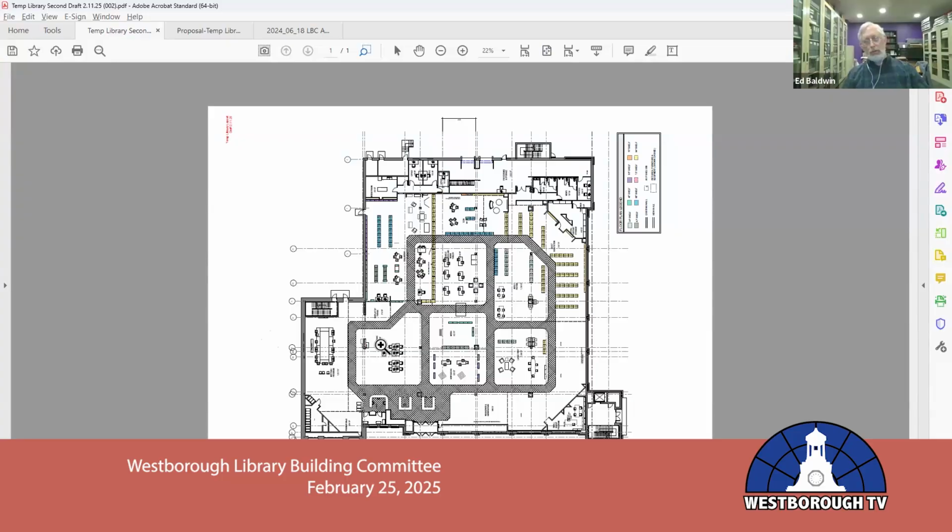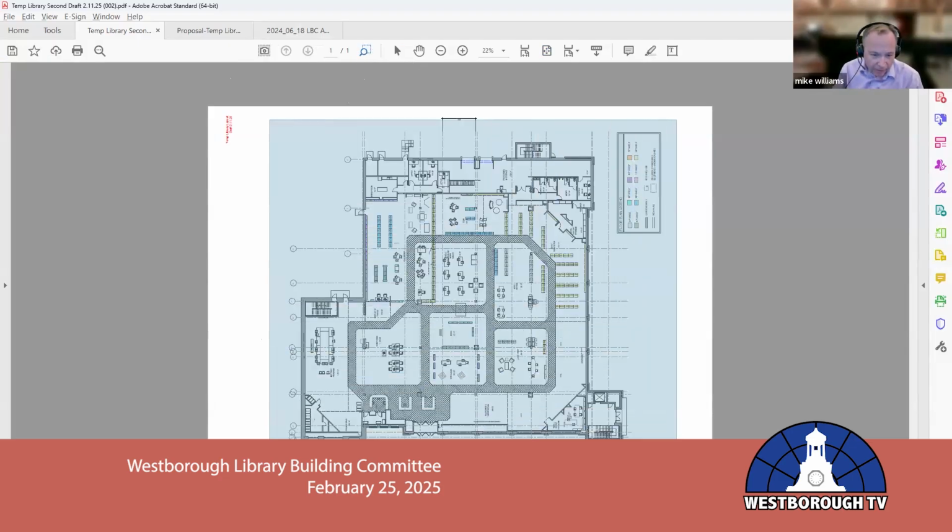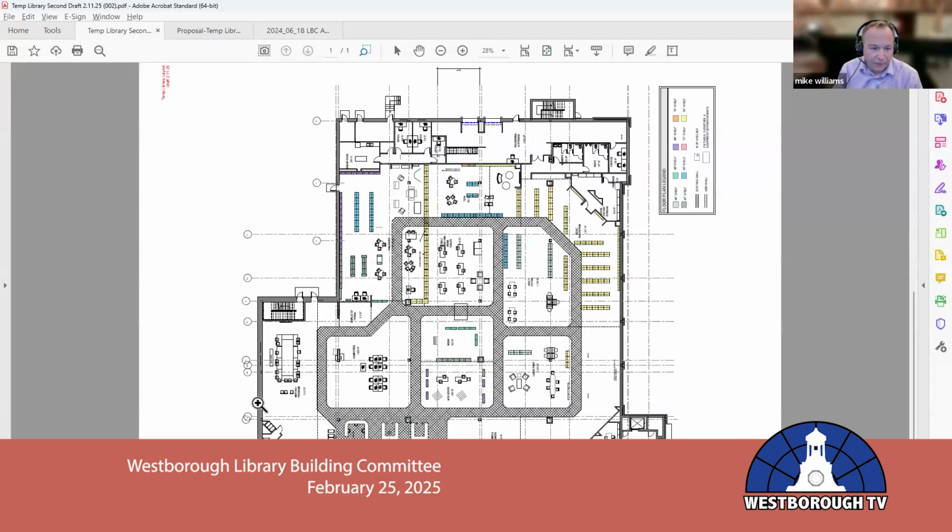So this is the sketch of the library. I can zoom in if people are interested, because it's pretty small right now. Using the pathways with that crosshatch in it, that's the existing tile layout, and utilizing that layout, we're identifying different areas of the library and the programs of the library.